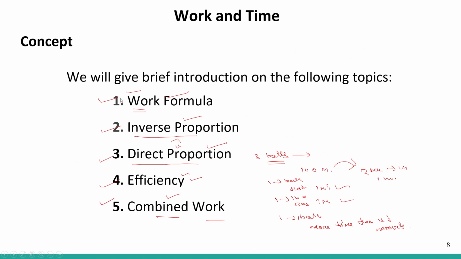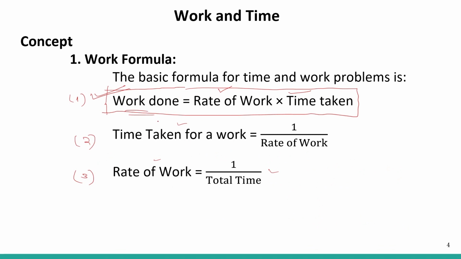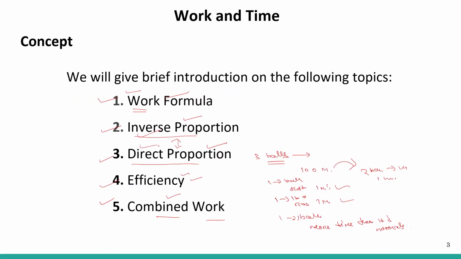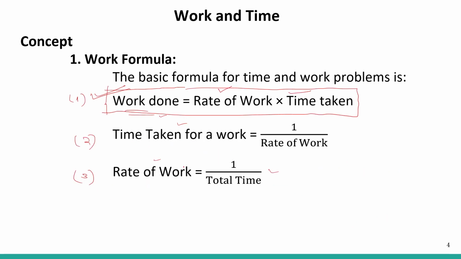So we have learned till now what the work formula is. Okay, what is the work formula? What is inverse proportion? What is direct proportion? How are they related? We have learned efficiency. We have learned combined work. So let's revise all the important formulas. Work done is equal to rate of work into time taken. Time taken for a work is equal to 1 by rate of work. The rate of work is equal to 1 by time.